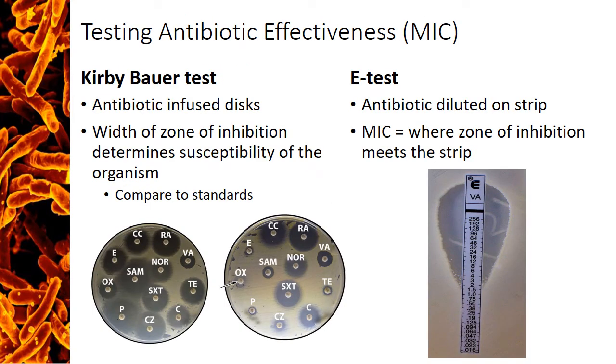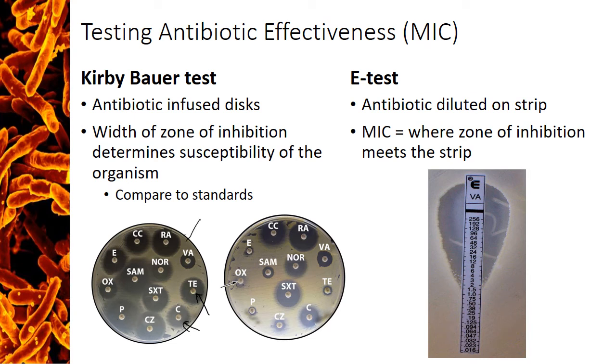While the broth dilution tubes allow you to calculate the MBC, they typically are no longer done in clinical diagnostic labs, mainly because they're cumbersome and time-consuming to set up all those tubes, and they take a little while. Instead, people typically use either the Kirby-Bauer test or the E-test. In the Kirby-Bauer test, you take each one of these little paper discs that are infused with antibiotic, and you put them on top of this Petri plate.